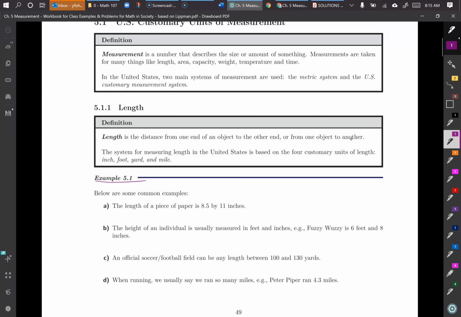Sometimes I'll ask you to pause the video and do the classwork. And then you're going to take a photo and convert it to a PDF file and submit it in Canvas. You can also ask me questions through there as well.